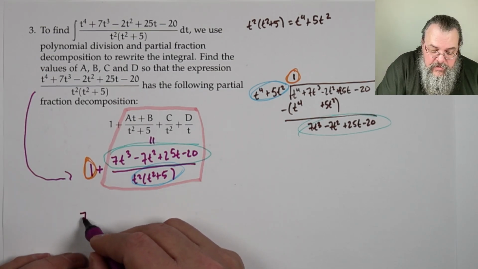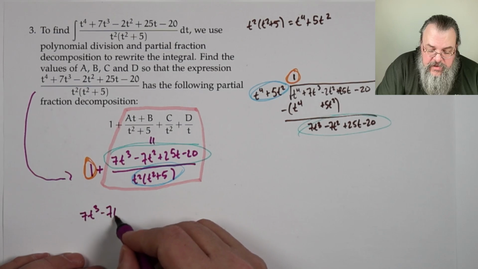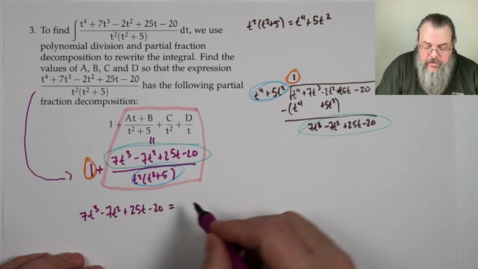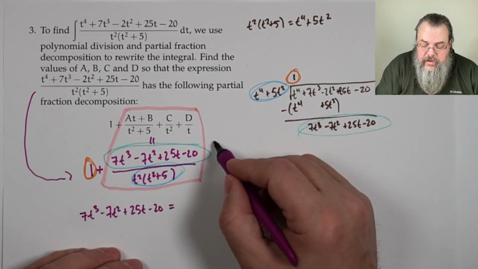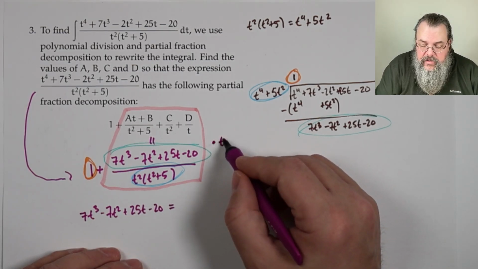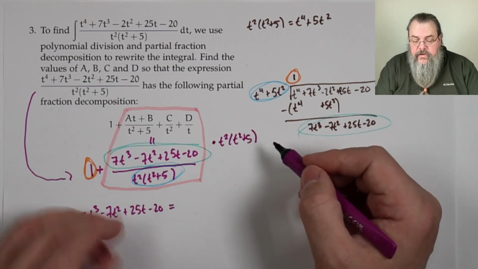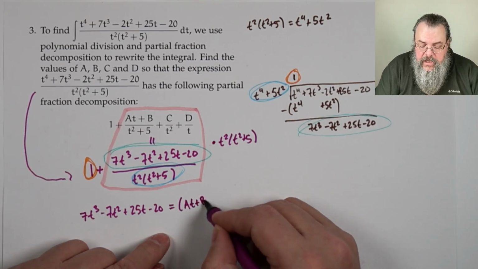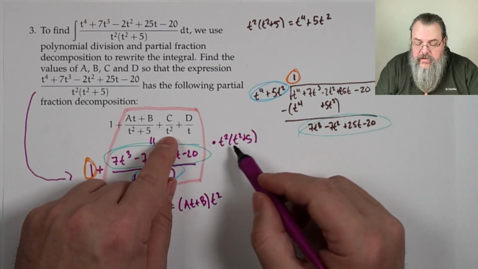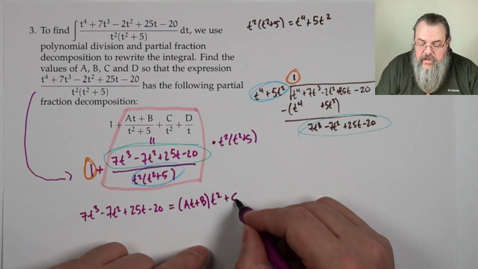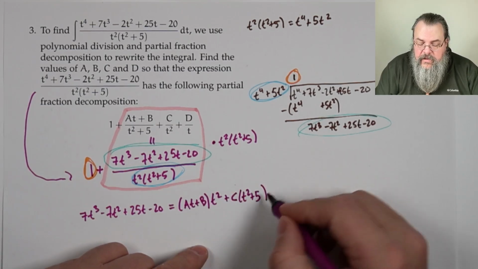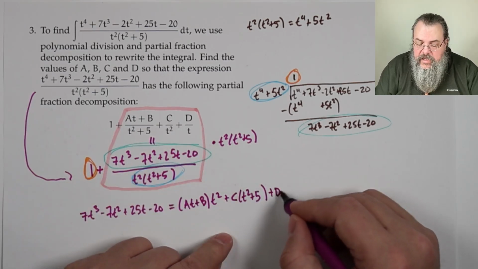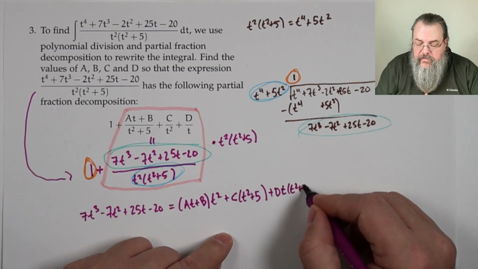Well, we get that 7t cubed minus 7t squared plus 25t minus 20 is equal to, and to follow along, we're multiplying everything by t squared times t squared plus 5. So in the first term, the t squared plus 5 cancels, and you get at plus b times t squared. In the second term, the t squared cancels, plus c times t squared plus 5. And in the last term, the t cancels, so plus d times t squared plus 5.